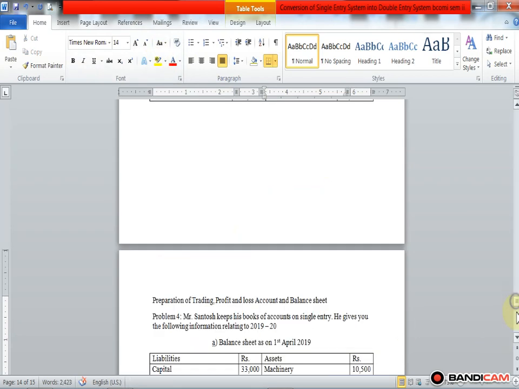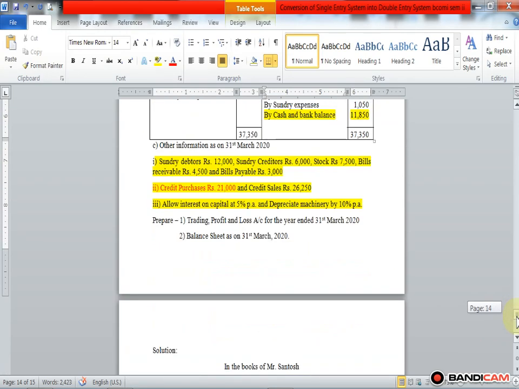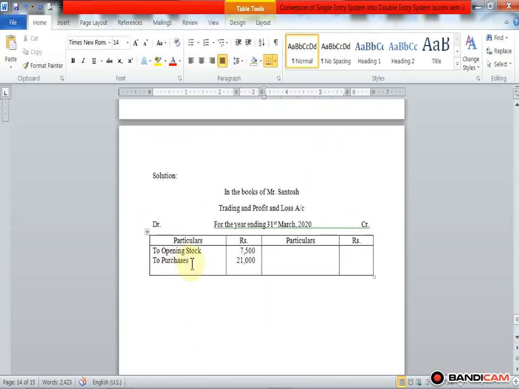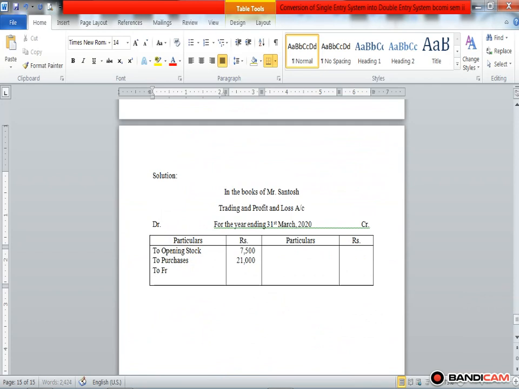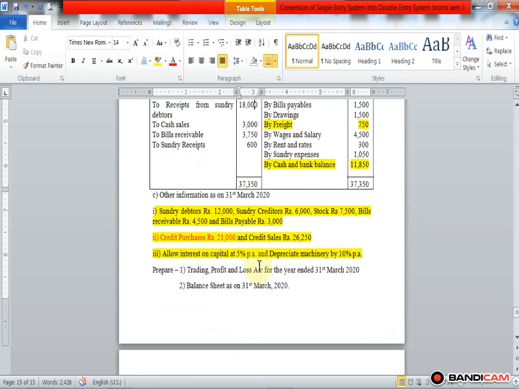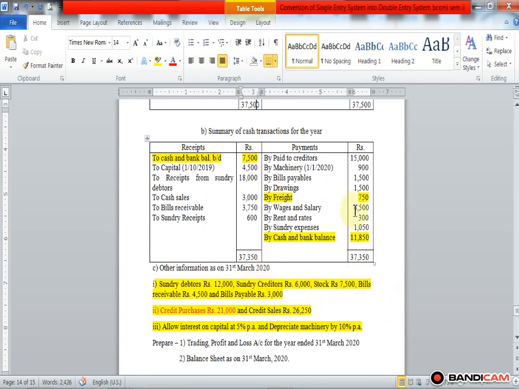So here, to freight amounted to rupees 750. Okay, amounted to rupees 750. Next, wages and salary.